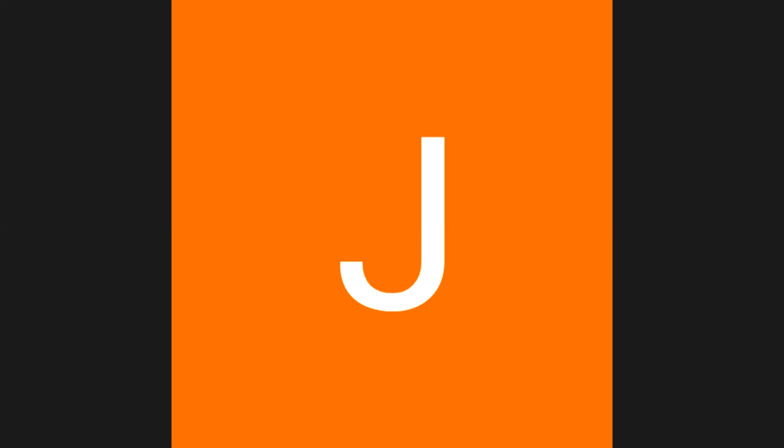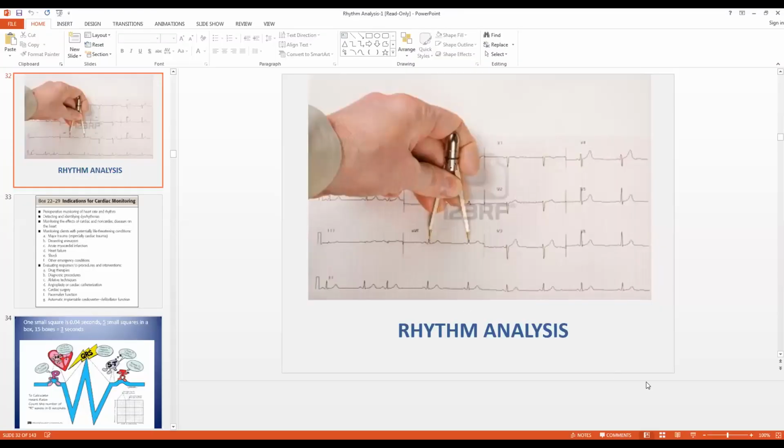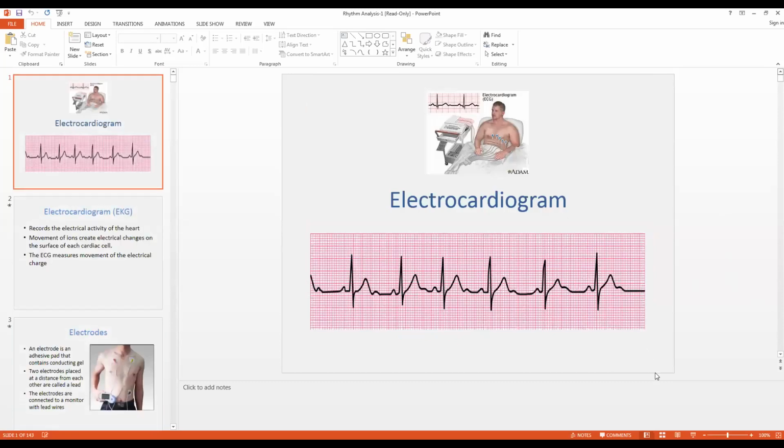Hello. Today we're going to learn how to interpret EKGs. We're going to analyze rhythm strips. So let me back up here to the beginning. All right, so we're going to talk about electrocardiograms.